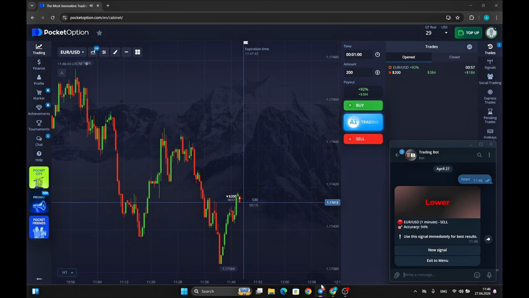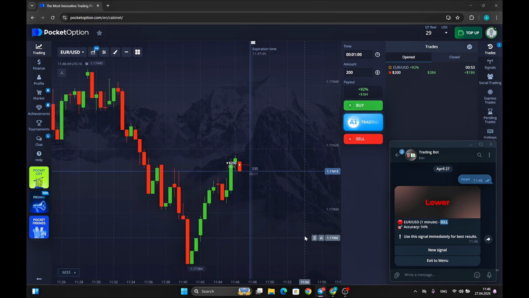Now, let's get into how the bot actually works. At its core, the bot is designed to analyze market data and identify patterns that may indicate potential price movements. It does this by combining multiple types of analysis rather than relying on a single indicator or signal.